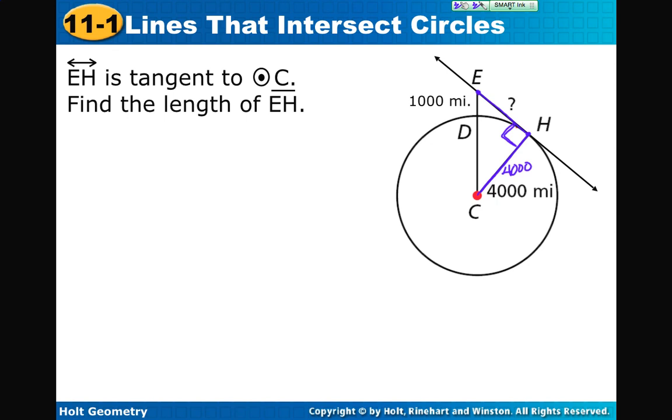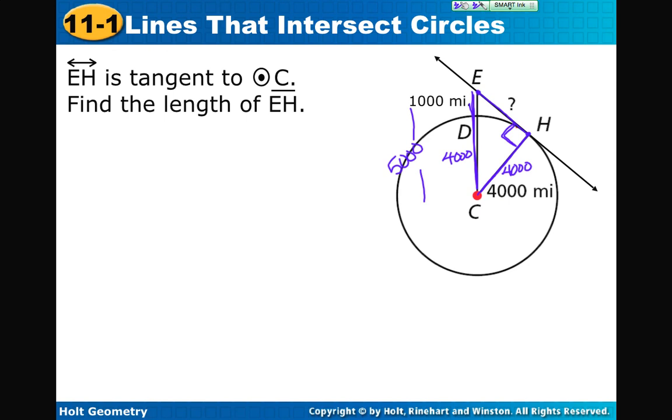How far is it from C to D? That's a radius of the circle. Notice CD would be 4,000. And then DE is 1,000 more. So what's the whole length of EC? 5,000 total. That's the hypotenuse of the right triangle.